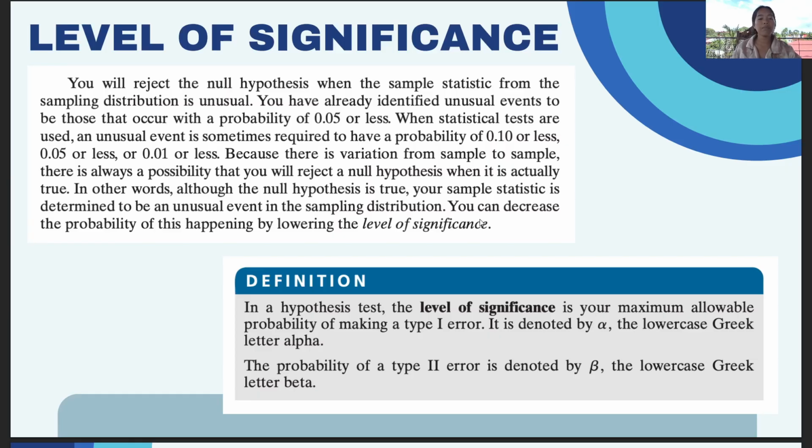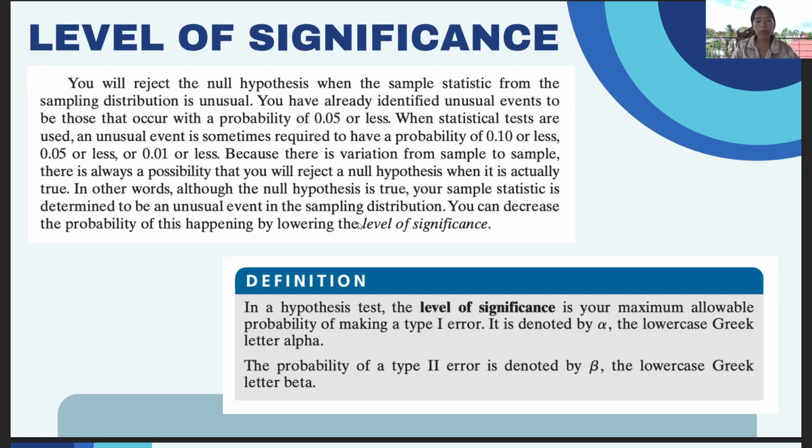There is always a possibility that you will reject a null hypothesis when it is actually true. In other words, although the null hypothesis is true, your sample statistic is determined to be an unusual event in the sampling distribution. You can decrease the probability of this happening by lowering the level of significance. So, this is now the importance of the level of significance to really test our hypothesis, to avoid making wrong decisions or concluding something that is not actually true.